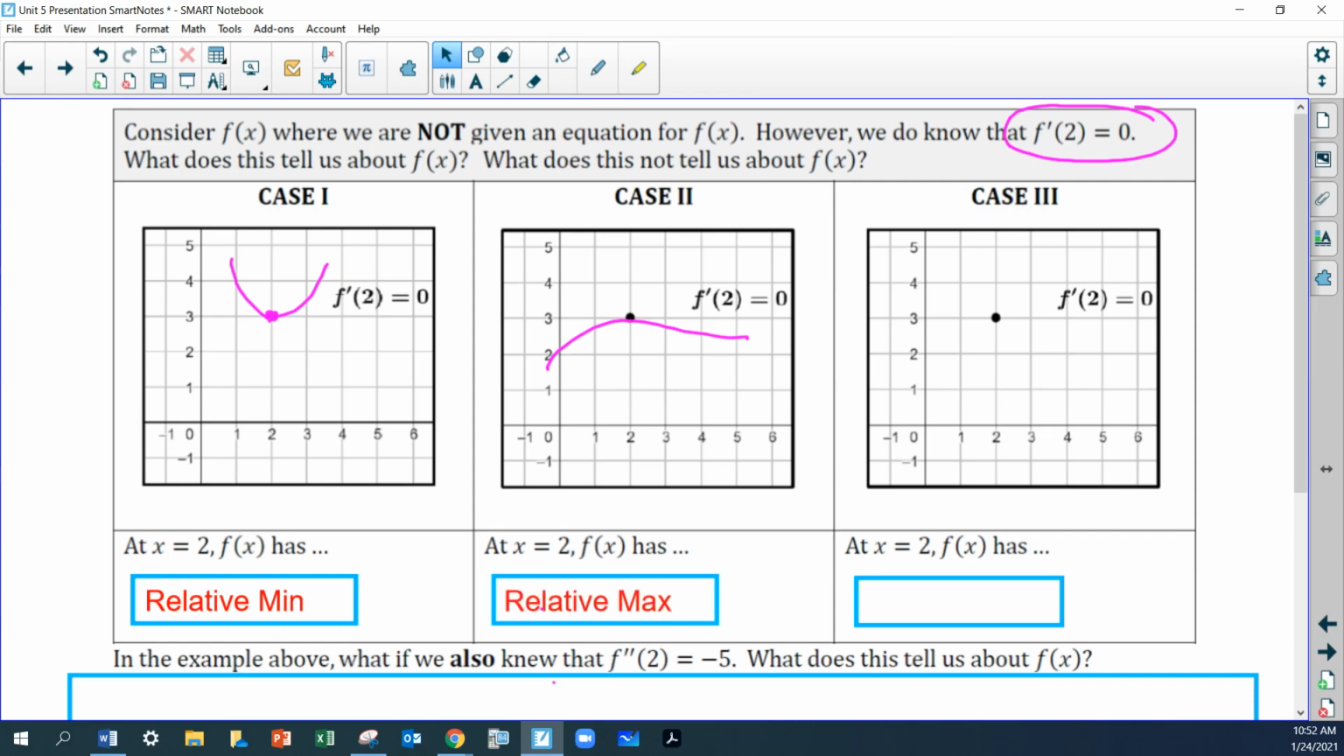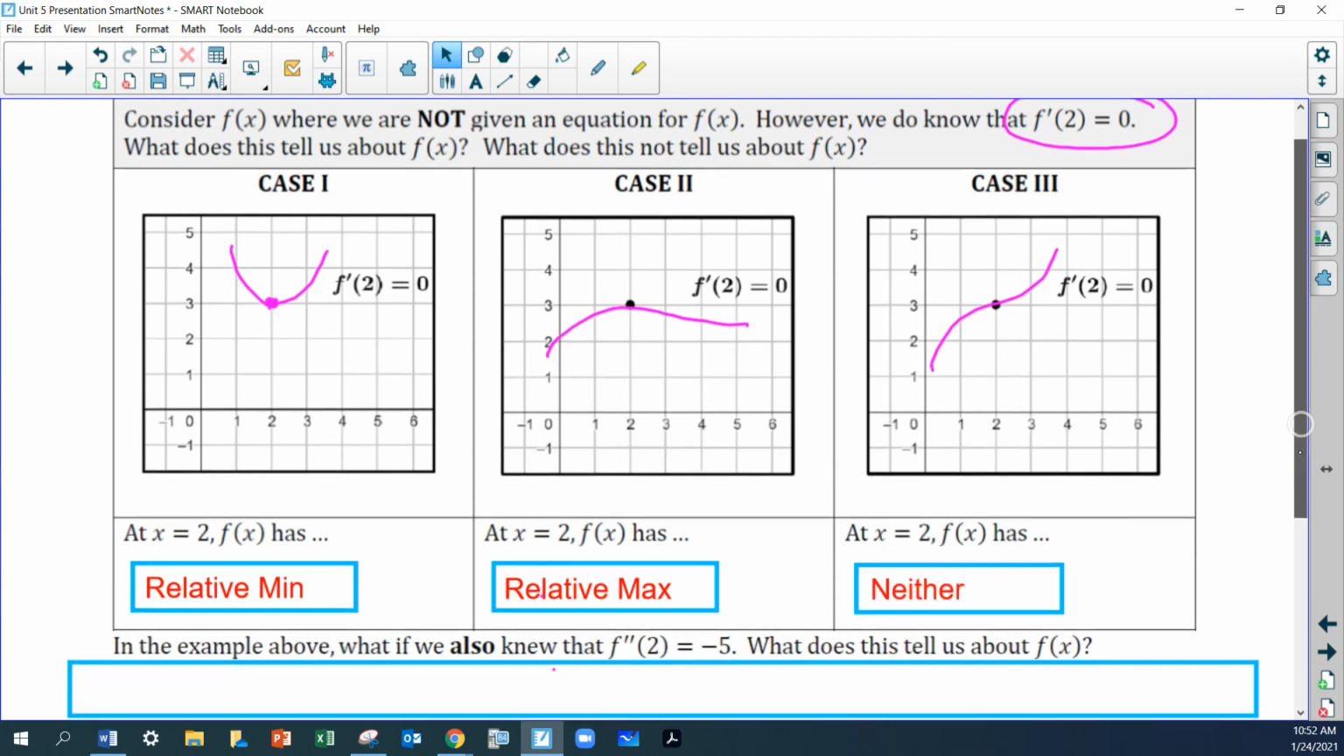And the third possibility is perhaps I enter this with a changeover with f double prime also equaling 0, where I'm changing from concave down into concave up or vice versa. If this is the case, then neither is happening. I have neither a min nor a max.